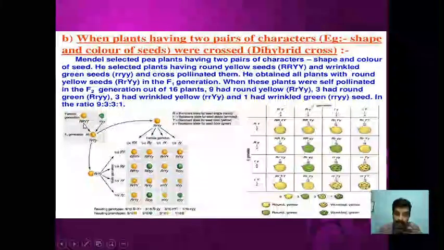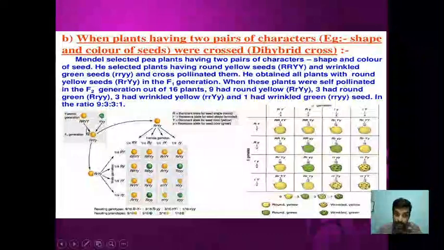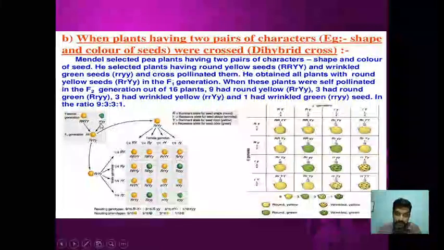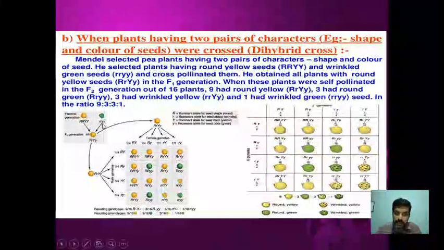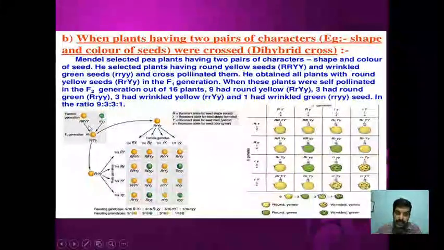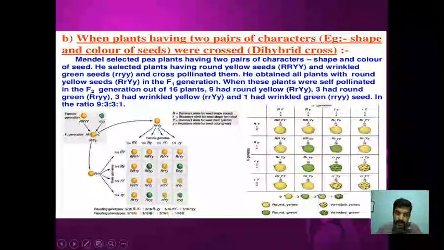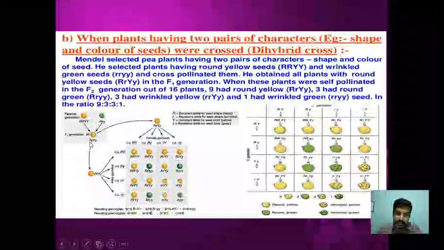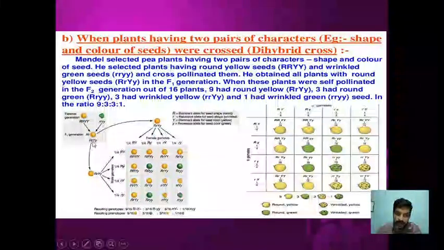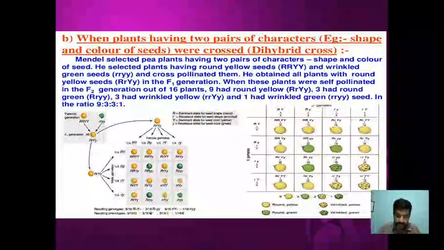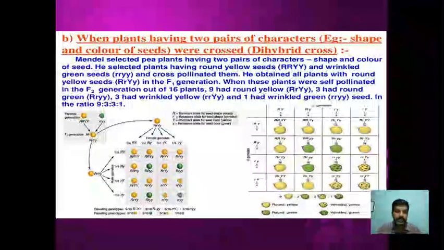So out of the pair, one will move to the gamete, out of the pair of capital RR and the pair of capital YY. In the same way, here small rr, small yy. In that case, the gametes will have capital R and capital Y, and here gametes will have small r and small y, and when they fuse they give capital R, small r, capital Y and small y. Of course, when we write the alleles for a trait, we have to write them together.